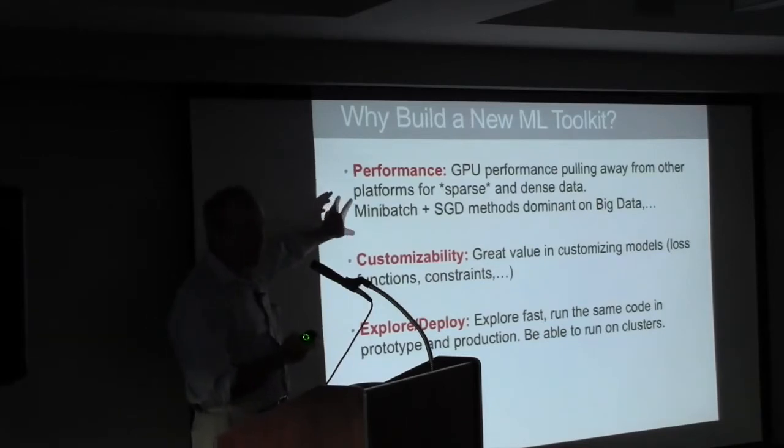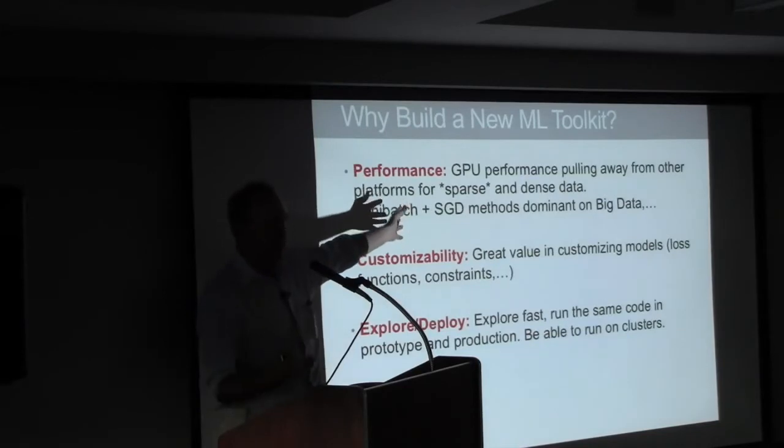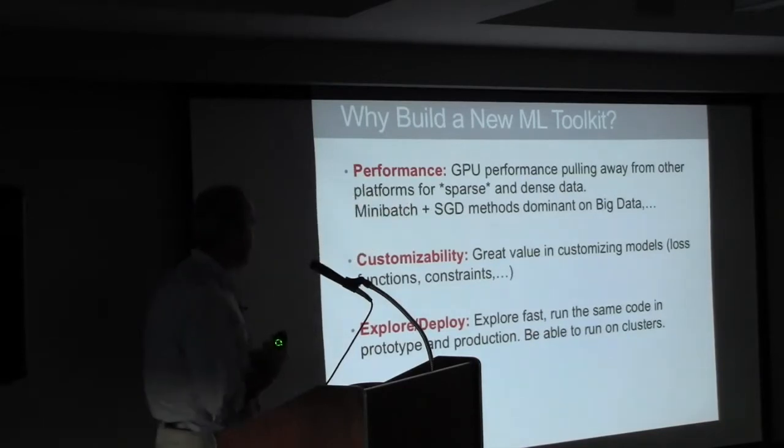And one issue is performance. So if you've been tracking graphics processors over the last decade or so, they've always been very fast at dense arithmetic, matrix multiply and so on. Very good for scientific computing, but not as good for typical machine learning on sparse data, text, or web data.